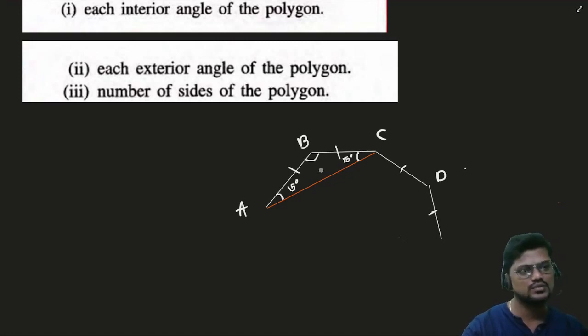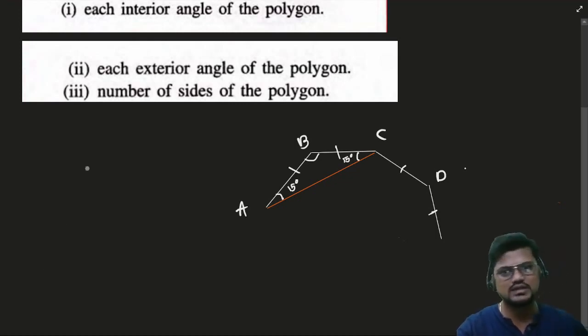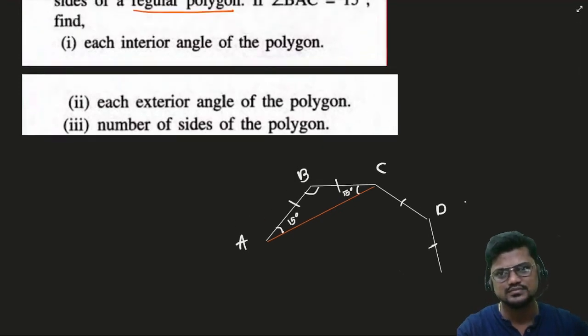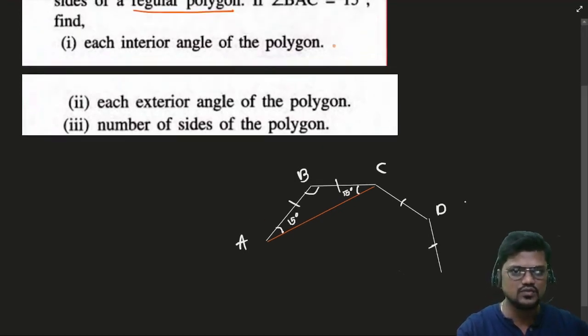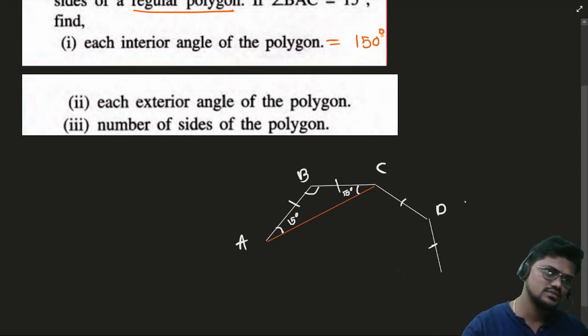Sorry. 150. Okay. How? Sir, angle 180 minus 30. Perfect. 180 minus 30. Yes. So therefore, each interior angle of a polygon is how much? 150. Understood?